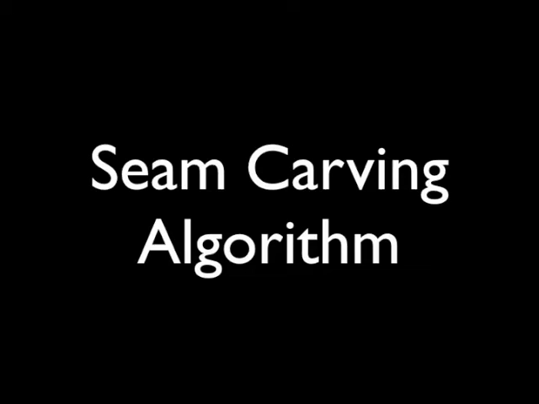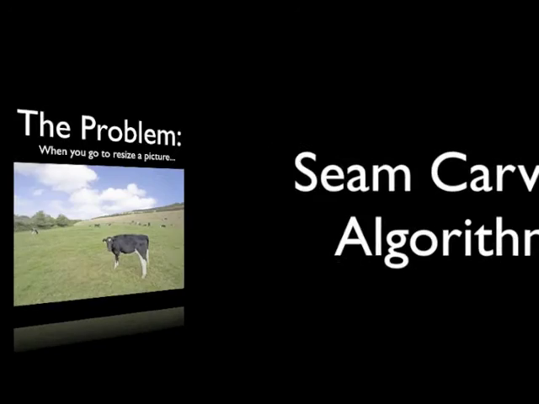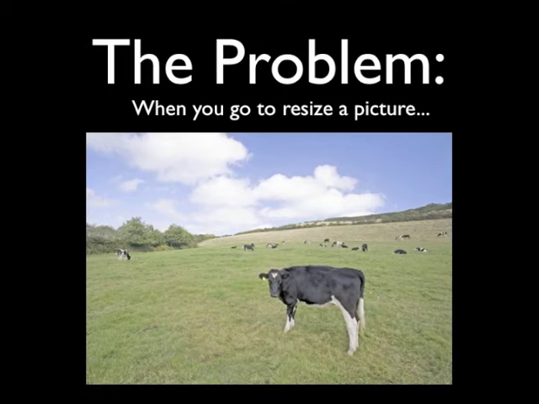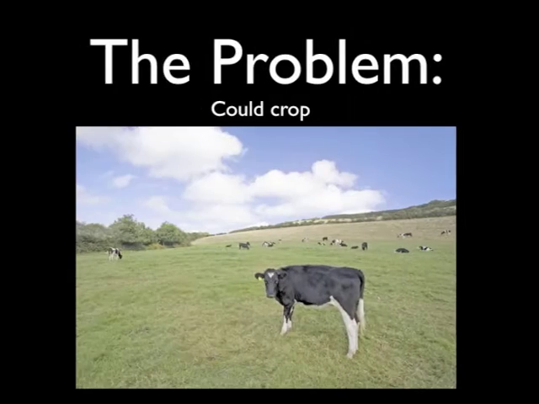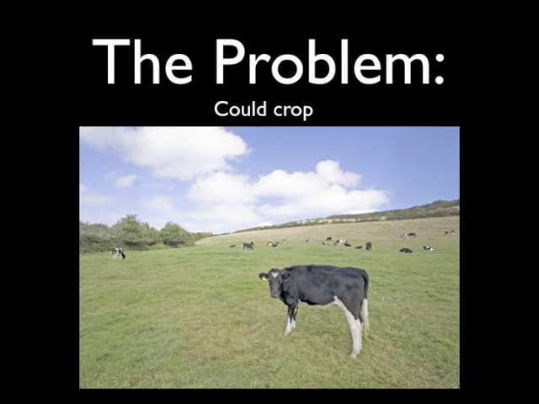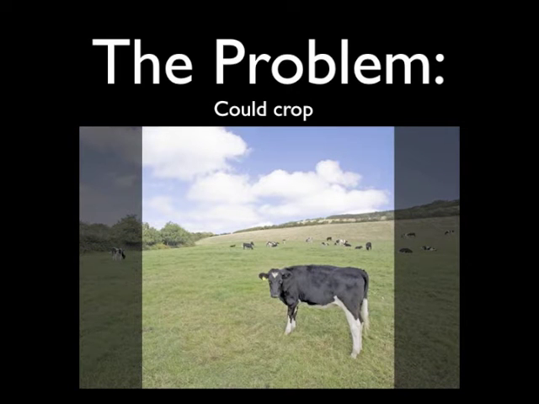Our project concerns the seam carving algorithm. The algorithm seeks to implement a better method of resizing images without distorting the important content within the image. Here's the problem. When you resize a picture, you could change the proportions of the image, but then you would end up with a distorted image like our squished cow here. You could crop the sides of the image, however you could easily crop out important content that was on the edges of the image, like the cows off in the distance on the left and right.